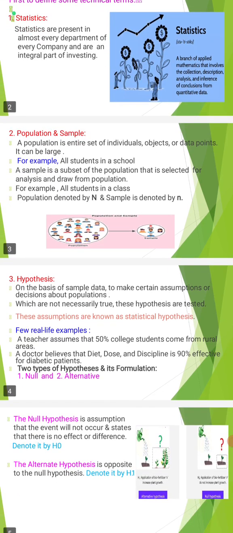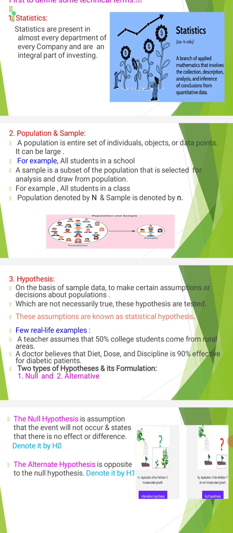Next, hypothesis. On the basis of sample data, we make certain assumptions or decisions about the population, which are not necessarily true, and these hypotheses are tested. These assumptions are known as statistical hypotheses. Some real life examples: a teacher assumes that 50% of college students come from rural areas. Another example, a doctor believes that diet, dose and discipline is 90% effective for diabetic patients.